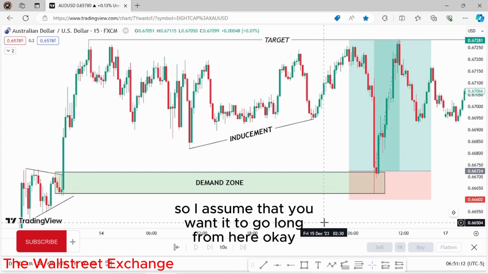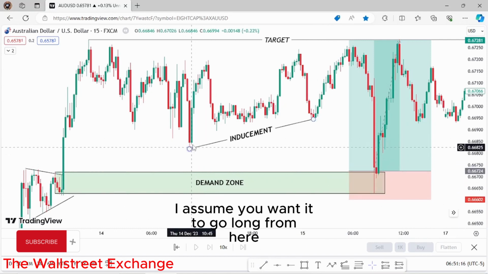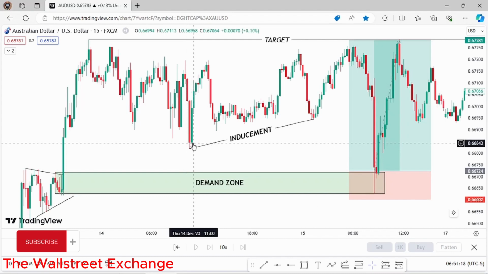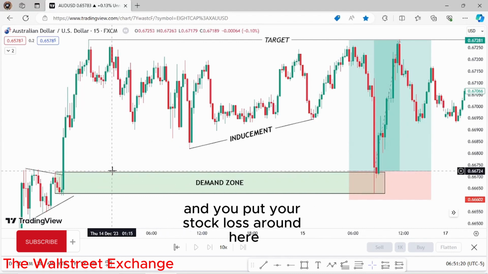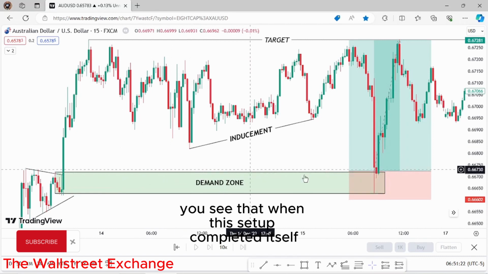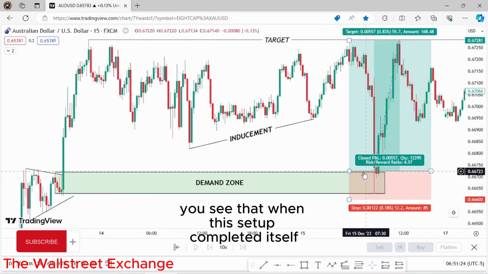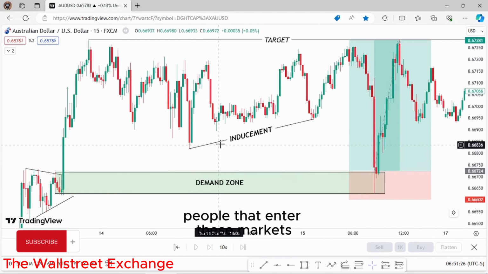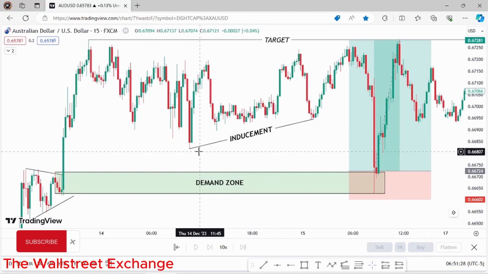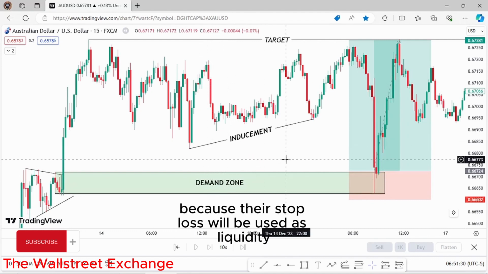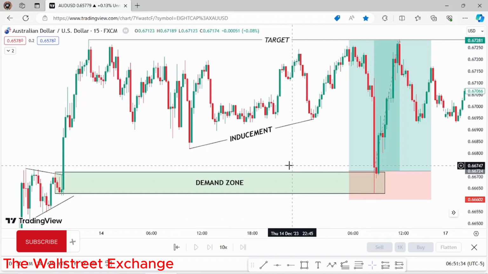So assuming that you wanted to go long from here, and you put your stop loss around here, you see that when this setup completed itself, people that entered this market lost their trade because their stop loss was used as liquidity to fuel the market. That is just it. So what is inducement actually?